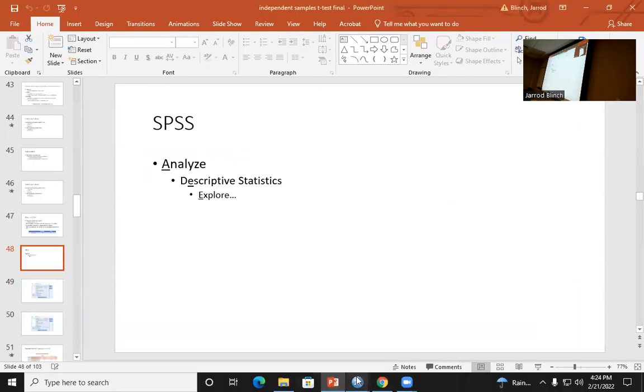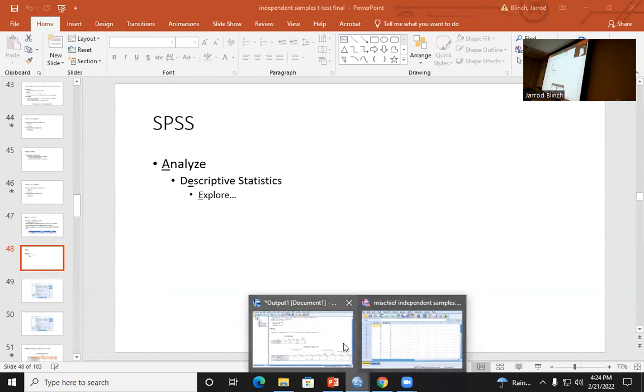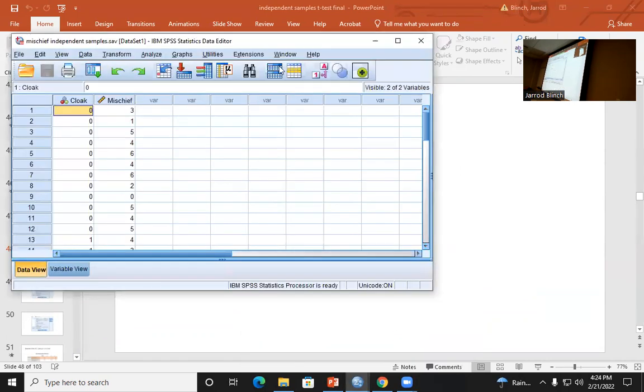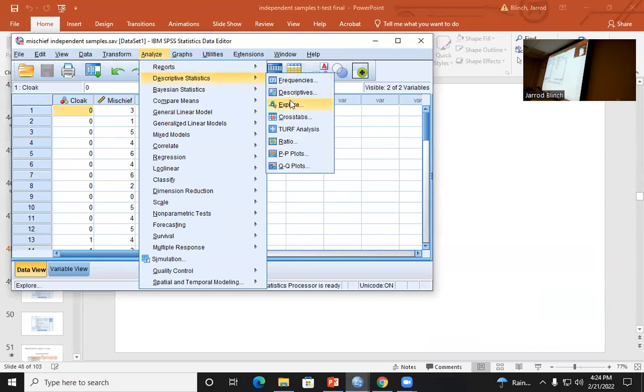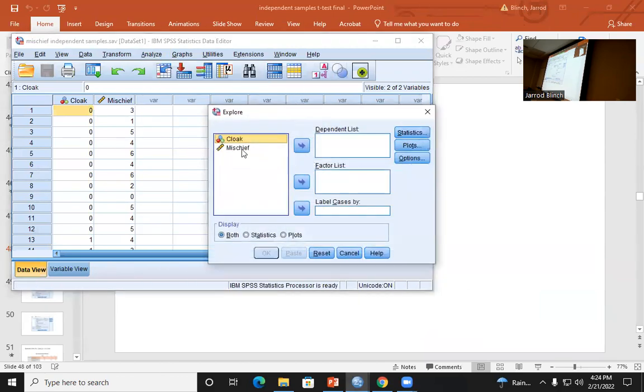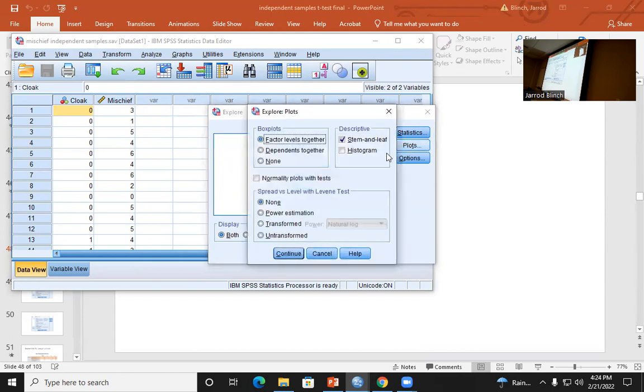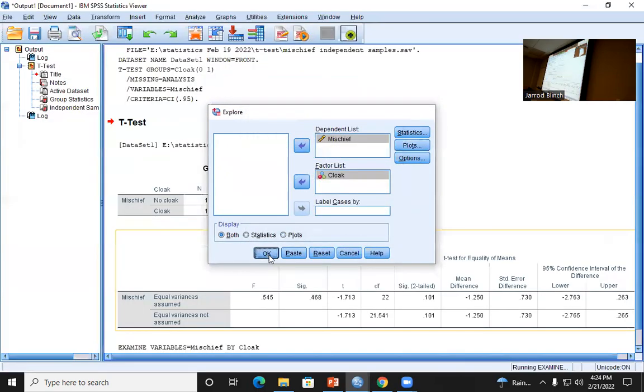So let's run this on our data. And the individual steps are in the slides here. We're going to go to explore, which we've used before. Say, hey, we want to look at mischief. And then we want to separate it into cloak and not cloak. And I think it's in plots. Yeah. So here, if you see this box here, it says spread versus level with Levene test. That's what we want, Levene's test. And I don't know exactly why, but the option you click here is power estimation. Continue.